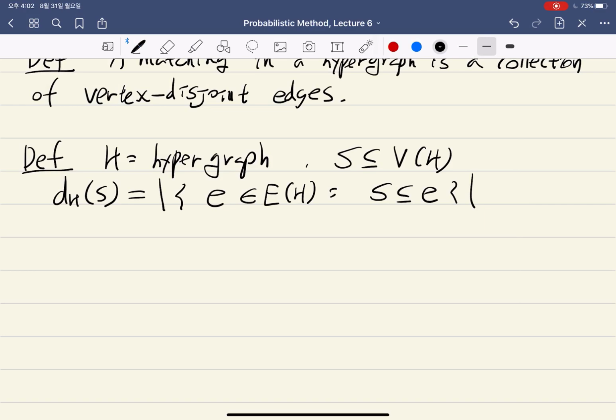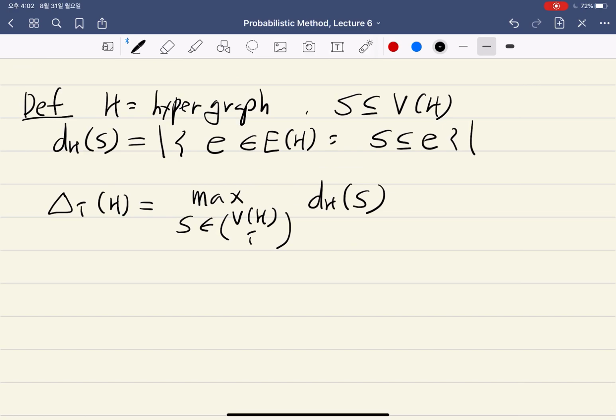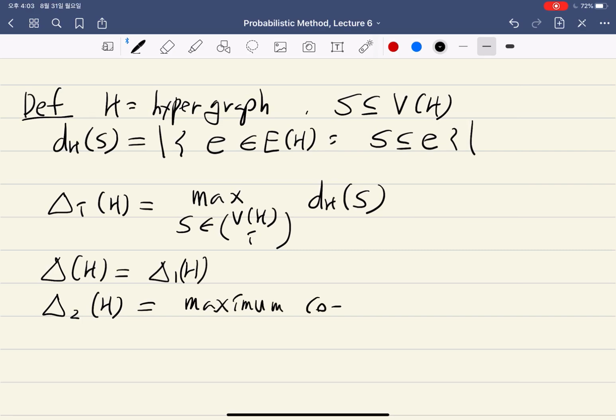And we can also define the maximum degree or minimum degree in several different ways. You consider all the sets of size i, and then you consider the maximum degree among all sets of size i. Then we say that this is the i-th maximum degree. The maximum degree of H is the maximum vertex degree. And delta 2 we call the maximum co-degree. We consider all the pairs of vertices, consider the degree, and choose the maximum one. Then you write delta 2.